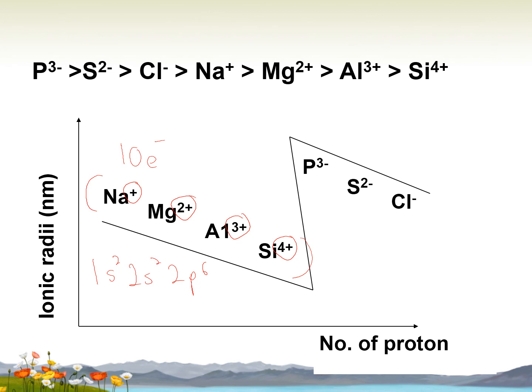While for these anions, all of these have the same electronic configuration, which is 18 electrons. So it will be 1s2, 2s2, 2p6, 3s2, 3p6. So as you can see, when the negative charge is increasing, the size also will increase.